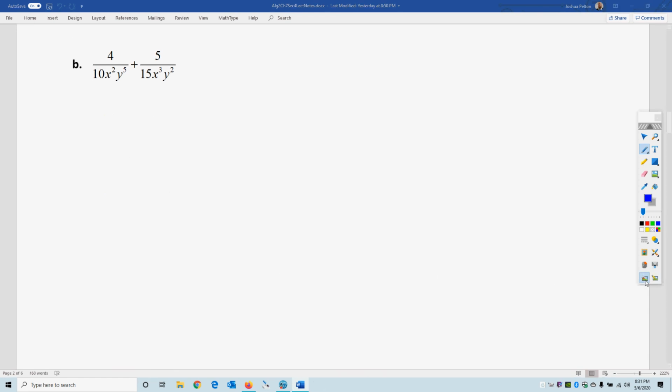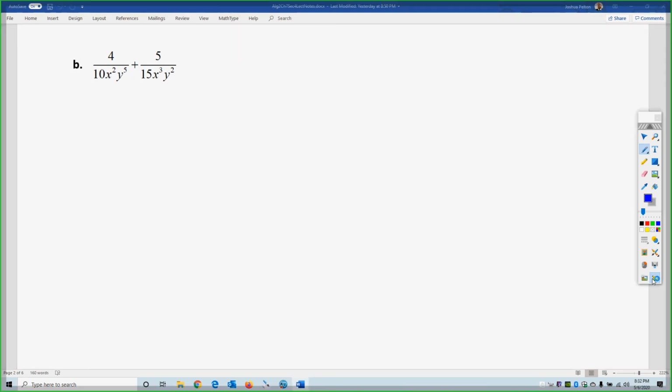Second student problem. We have 10x squared y to the 5th and 15x cubed y squared. All right, so I'm going to write LCD over here, lowest common denominator, and we'll do the strategy that I suggested before. So 10 is 2 and 5, and 15 is 3 and 5. So they have a 5 in common. And what's left over is a 2 and a 3.